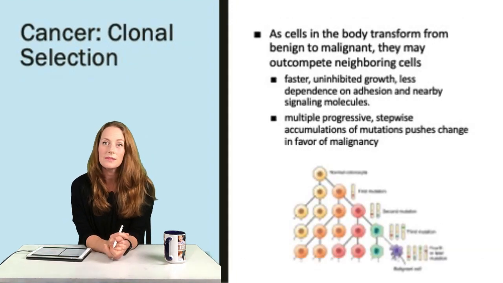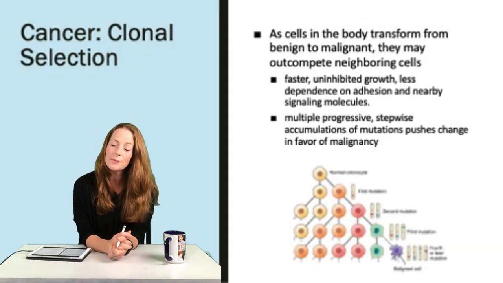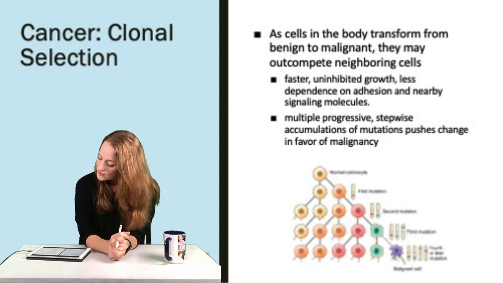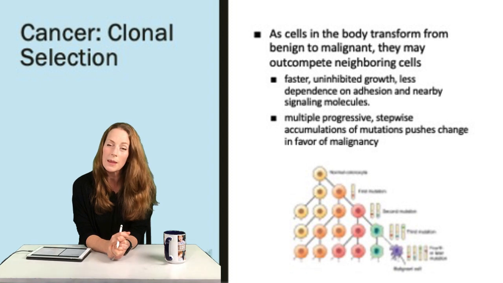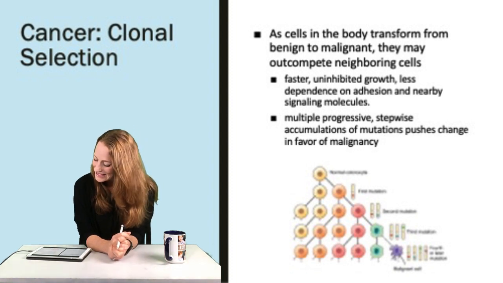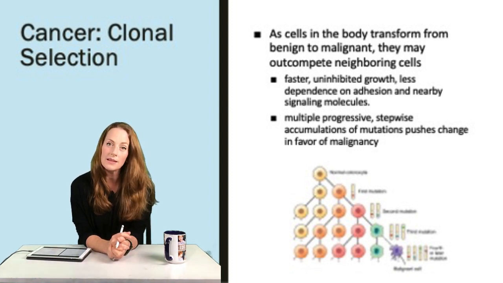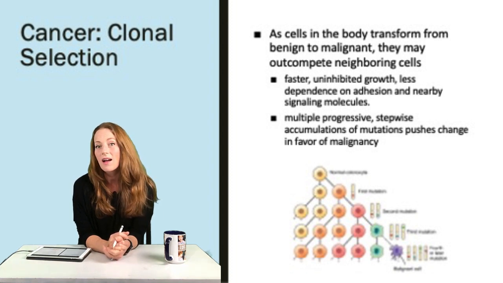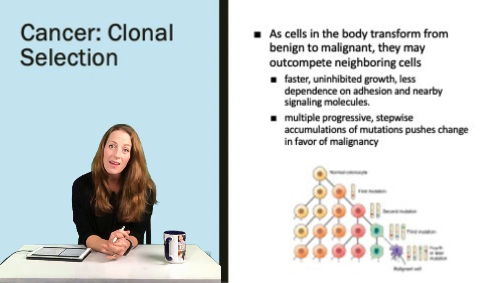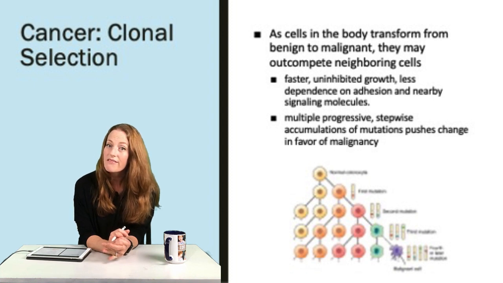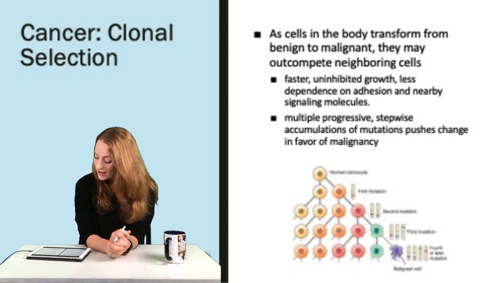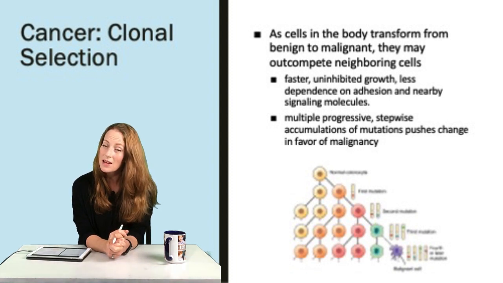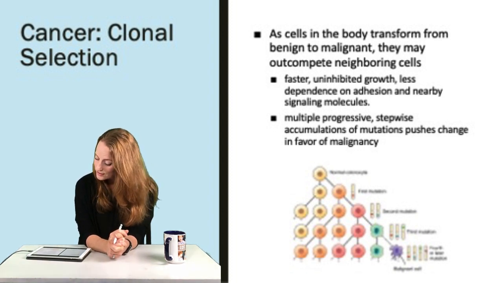How do cells become cancerous? One theory is clonal selection. As cells in the body transform from benign to malignant, they may outcompete neighboring cells, meaning that they are growing more efficiently and faster than the neighboring cells. So they have less inhibited growth and less dependence on nearby cell signals.